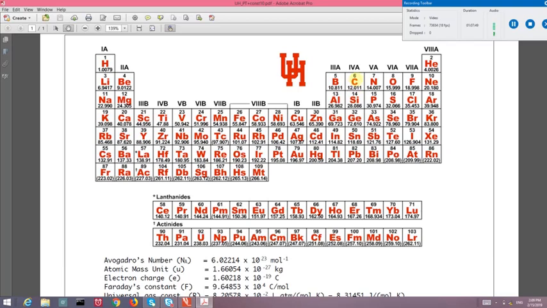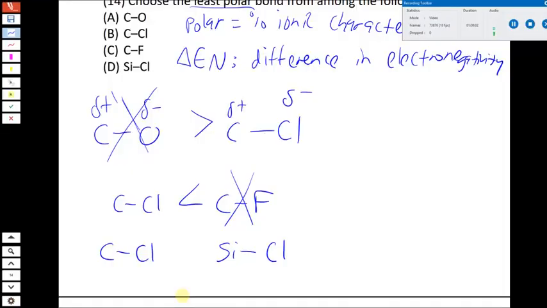Remember that electronegativity decreases as we go down. So silicon is less electronegative than carbon. So the difference between silicon and chlorine is larger than the difference between carbon and chlorine, so that would be a more polar bond. And so the one that ends up being the least polar of all of these is going to be this carbon-chlorine bond here, choice B. These comparisons are not always straightforward.